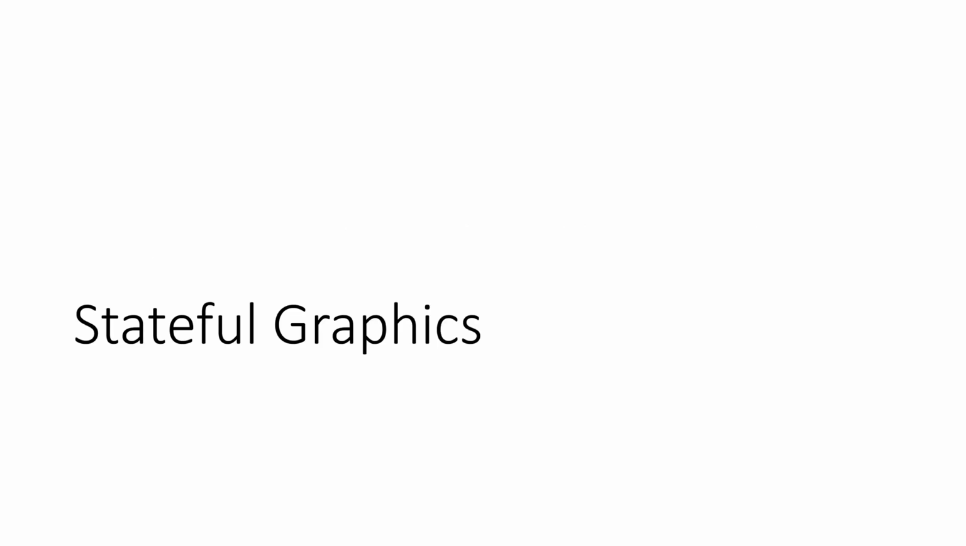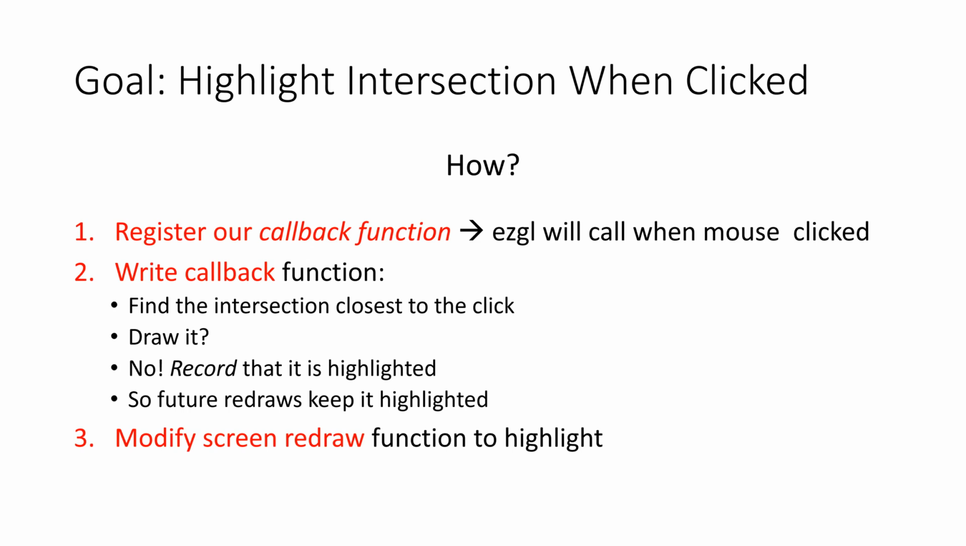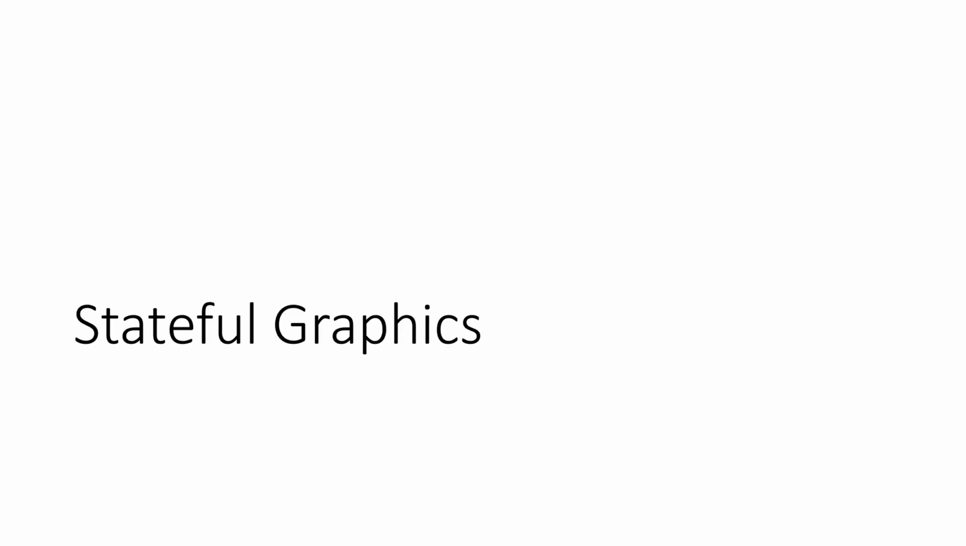No ideas? So we need to have some state, right? We need to store that this thing is highlighted because it might get redrawn 300 times. We have no idea. Every single redraw needs to know this thing is highlighted. Okay, so what we need to do is what's called stateful graphics. We can't just, in a callback when the person clicks the mouse, draw something and forget about it. We need to remember that the person highlighted this.